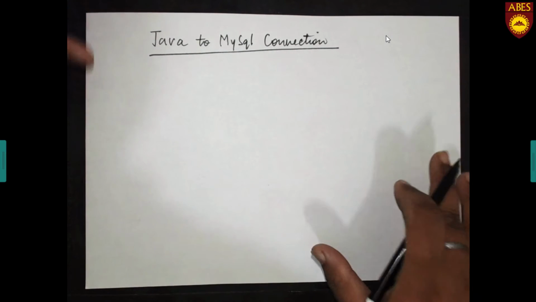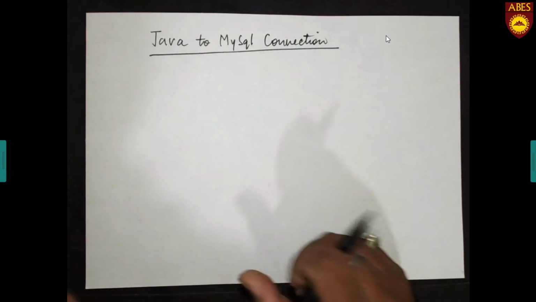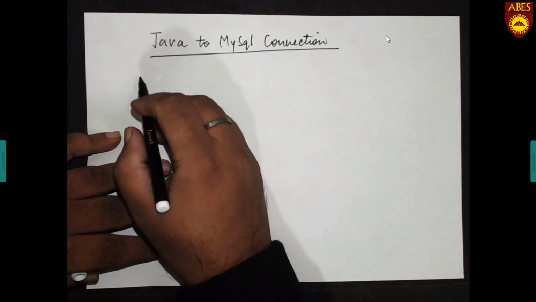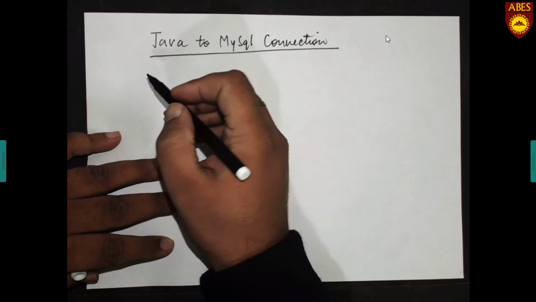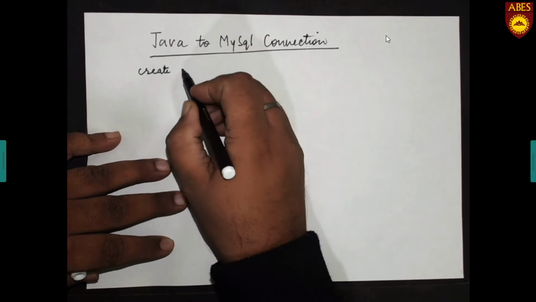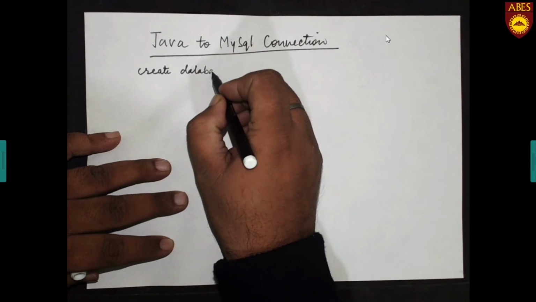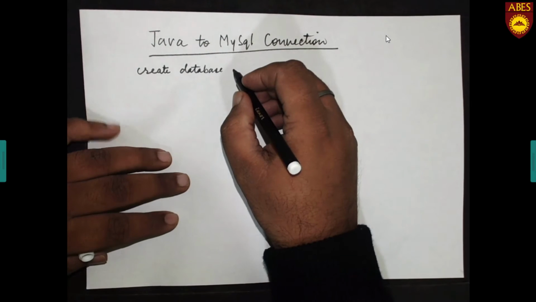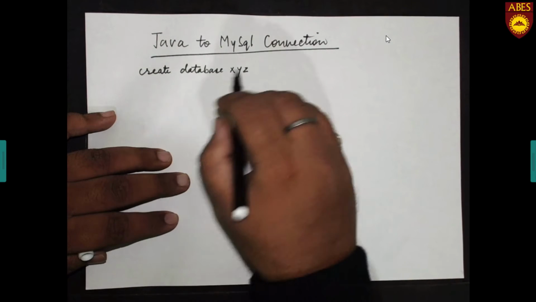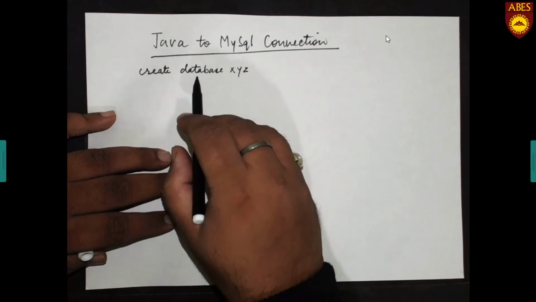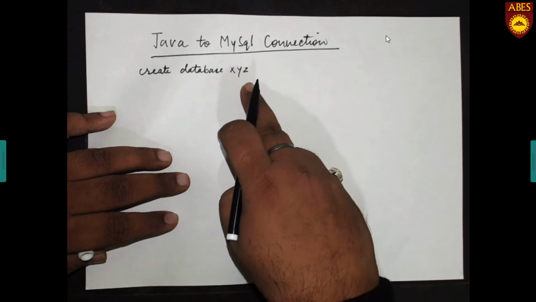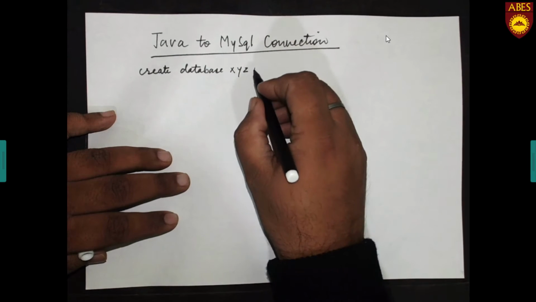Today I am going to discuss Java to MySQL connection. So my first step is to create a database in MySQL. For creating a database we use the command create database followed by the database name. Suppose the database name is XYZ, so create database XYZ. This complete command will create a database named XYZ in MySQL.